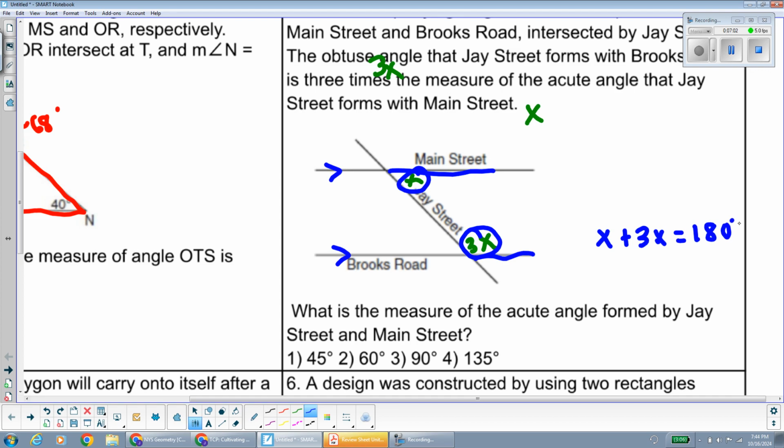equals 180. And if you thought for a second that they were congruent, just ask yourself, do the angles look like they're congruent? This one's acute and this one's obtuse. There's no way they're going to be congruent. So we have 4x is equal to 180. So x equals 45 degrees. And that's the one we were looking for. We were looking for the acute angle, which is represented as x. So that is 45 degrees.